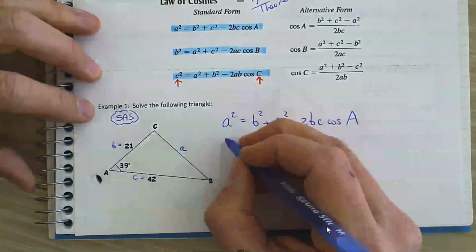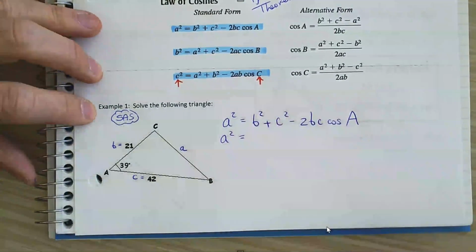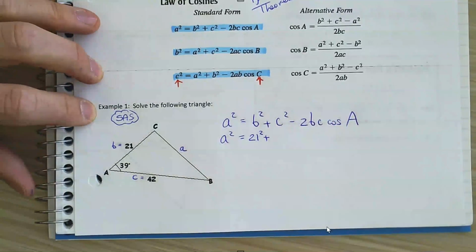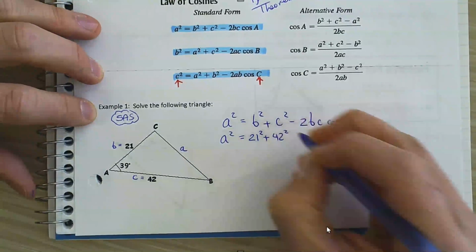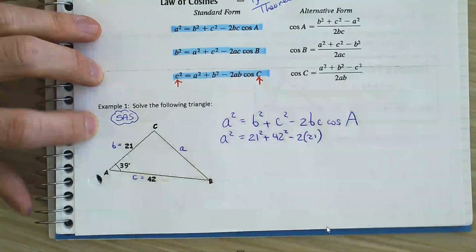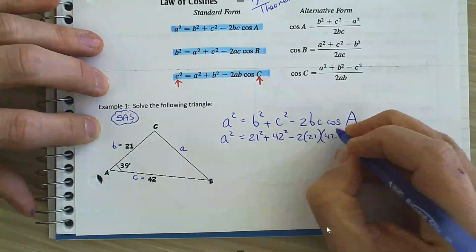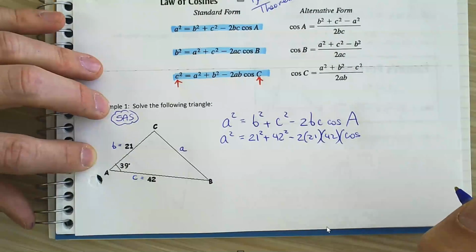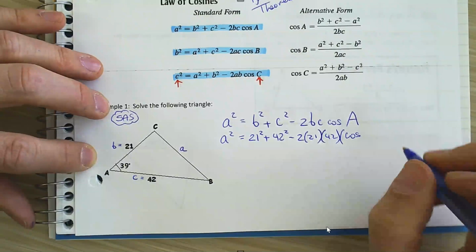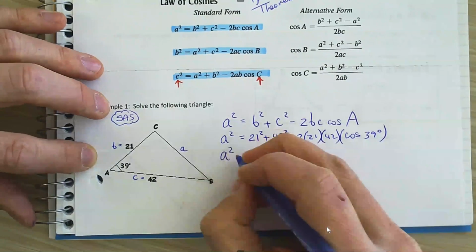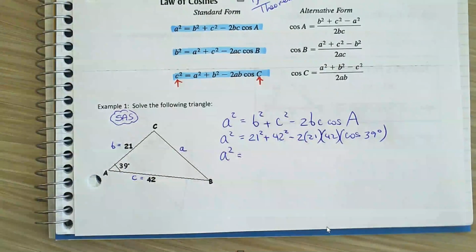So here we go. In this case, I'm going to write A squared equals 21 squared plus C squared, so plus 42 squared, minus 2 times B, which is 21, times C, which is 42, times the cosine of A. Don't use the sine. Sometimes students slip and they use the sine. This is the law of cosines, times the cosine of 39. And if you're really, really good at mental math, you can do it in your head. Otherwise, use a calculator.